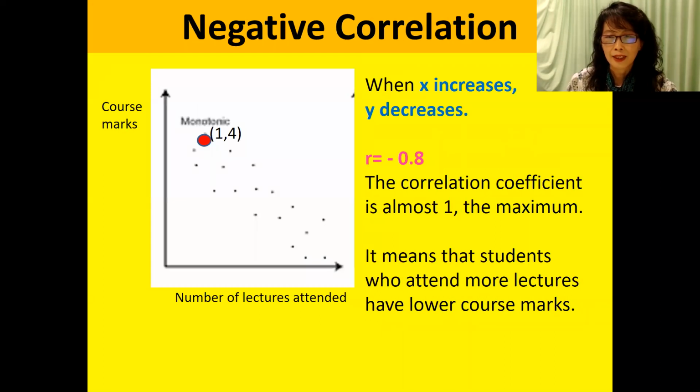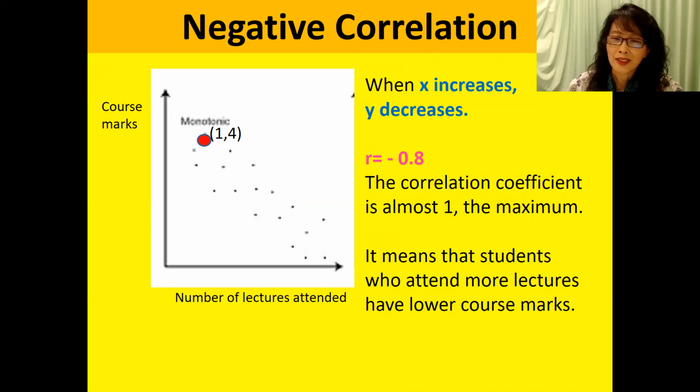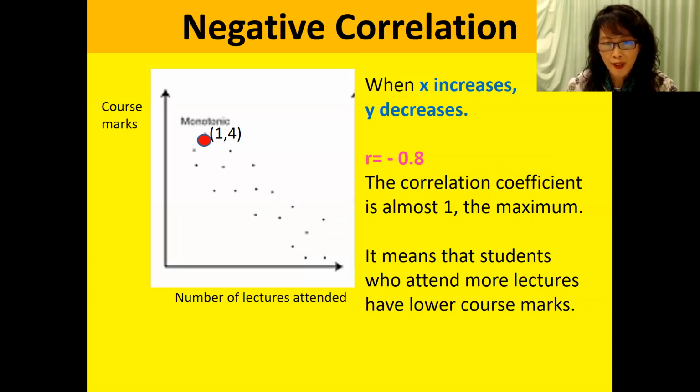Next, negative correlation. Now you see that the line goes down in the opposite direction. The gradient is negative. Surprisingly, with students attending more lectures, the course marks actually dropped. So the R equals -0.08. Negative shows the direction of the correlation or the relationship. 0.08 shows the strength of it, which is very strong. You see a straight line, almost straight line.